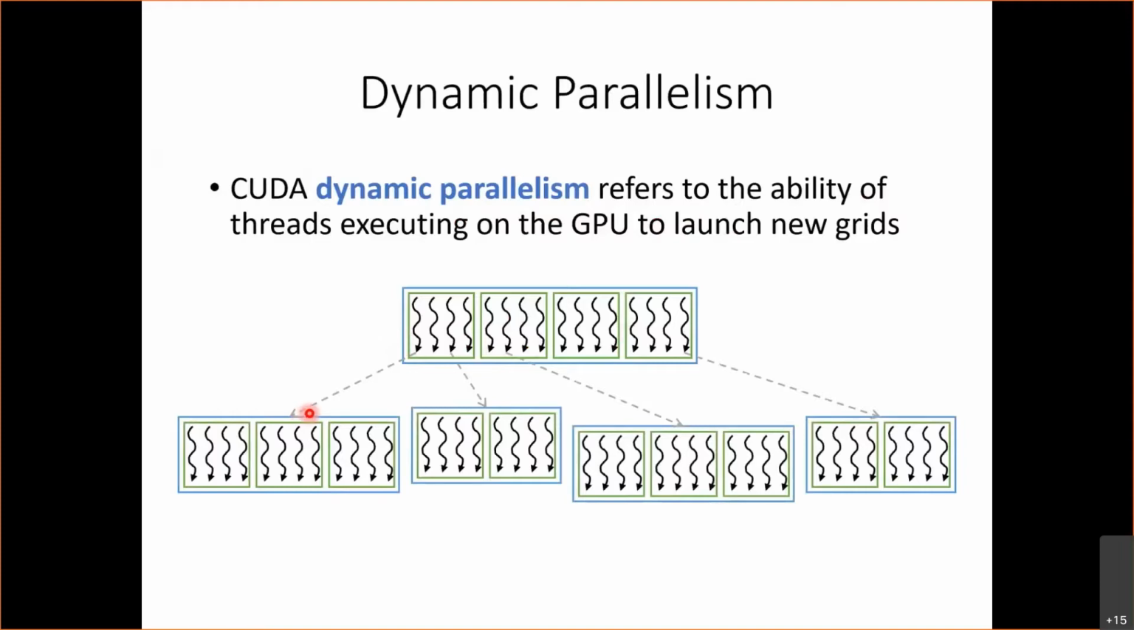Okay, now why would I want to do that? Why would I want to have a thread that's running on the GPU be able to launch another grid?